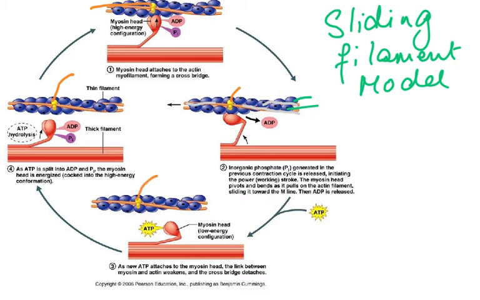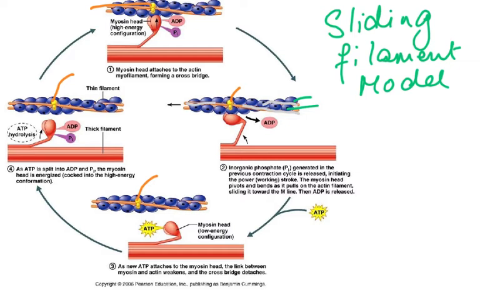As you can see, number 1, the myosin heads attach to the actin myofilament, forming a cross bridge. Then number 2, inorganic phosphate generated in the previous contraction cycle is released, initiating the power stroke. The myosin head pivots and bends as it pulls on the actin filament, sliding it towards the M line. Then ADP is released.